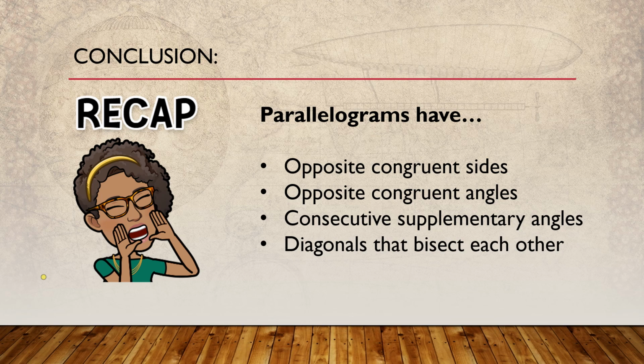All right, ladies and gentlemen, just to recap, so we are able now to answer our essential question. What do we know about the sides and angles of a parallelogram? Well, we know that the opposite sides are congruent. We know that opposite angles are congruent. We know that the consecutive angles are supplementary. And one last one, we know that the diagonals bisect each other.